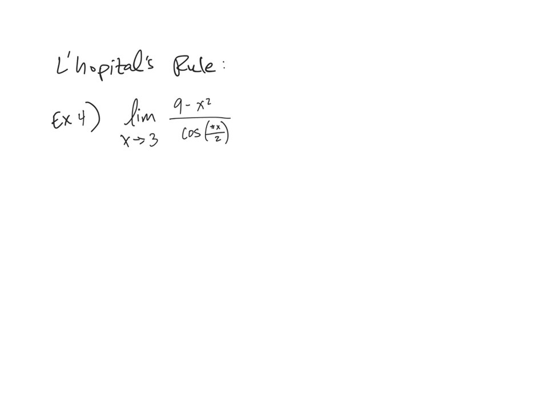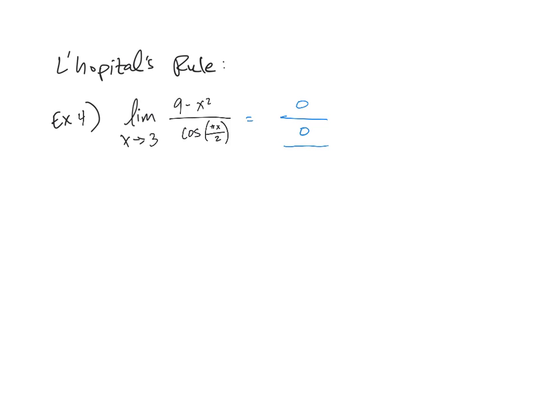All right, example 4. If I were to use direct substitution, I would throw a 3 in there and I would get a 0 on top. If I threw a 3 on the bottom, that would give me cosine of 3 pi over 2. What's cosine of 3 pi over 2? 3 pi over 2 would be 0. So 0 over 0, indeterminate. That would tell me, hey, use L'Hopital.